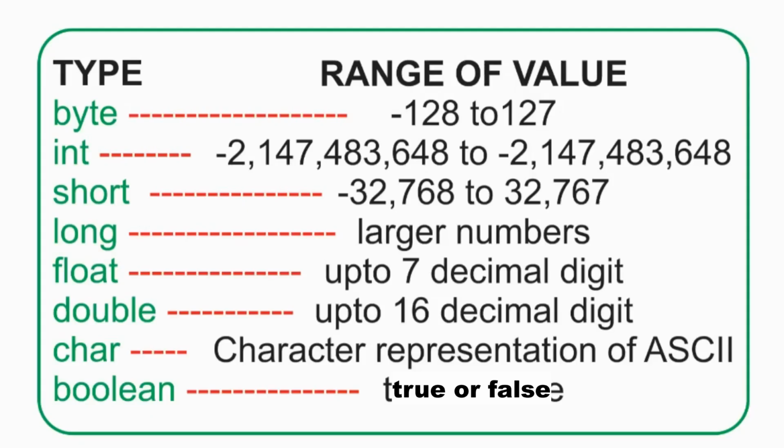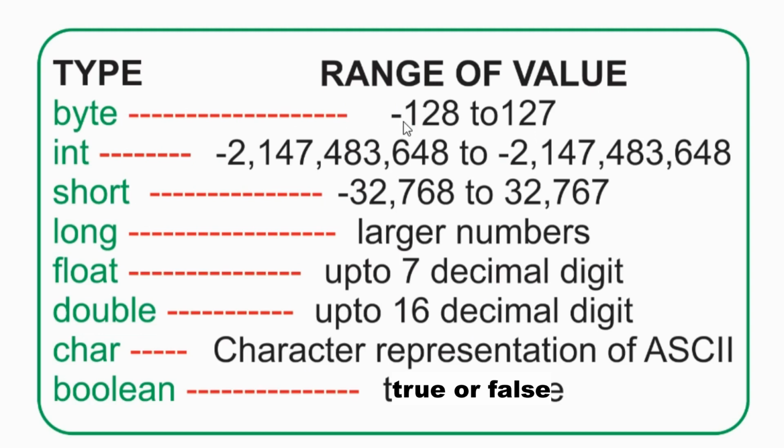Now here is the data type provided by Java. As you know, if you deal with a program, you have to store data, and this data varies from one data to another. We have different data, the range of the value. Here we have byte, int, short, long, float, double, char, and boolean.